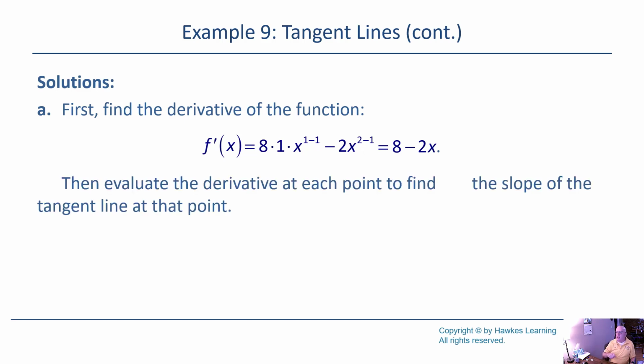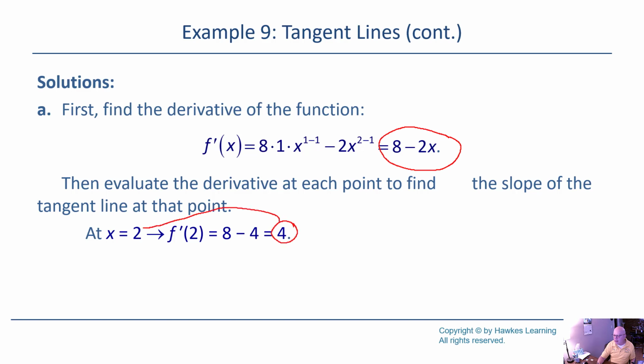Now, we've got some points. We're going to find the slope of the tangent line at each of those points. For x equals 2, put the 2 in for the x there, and you get a slope of 4 where x equals 2. Slope equals 4 where x equals 2.